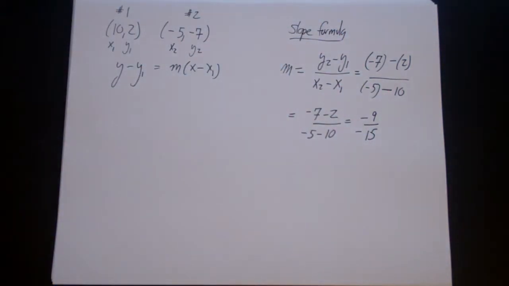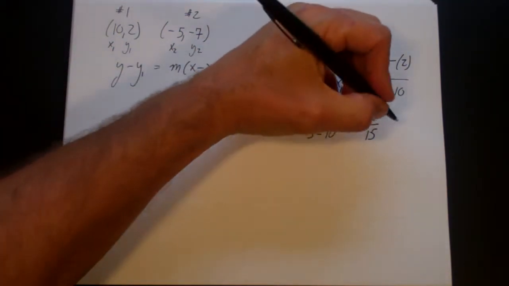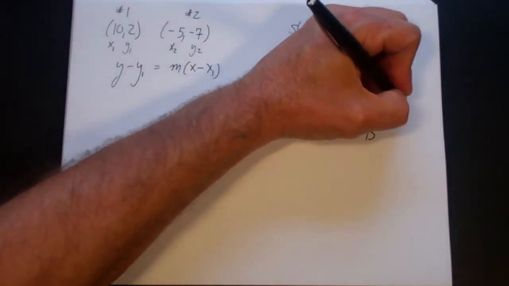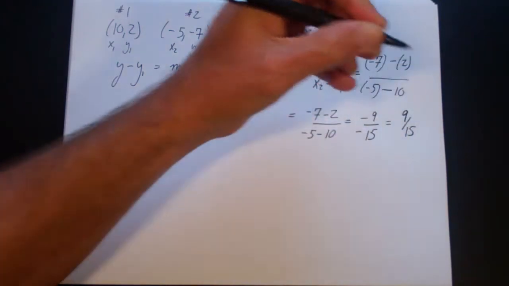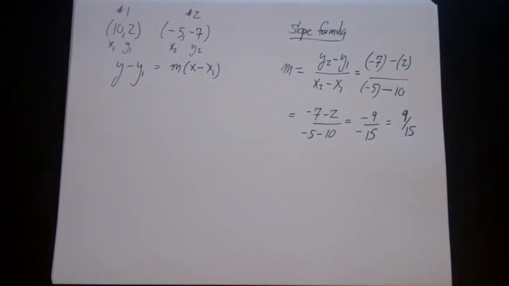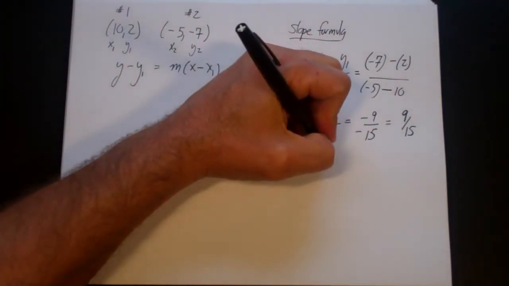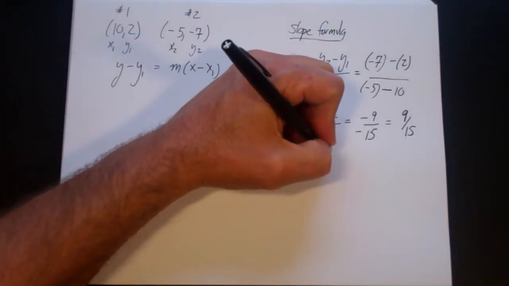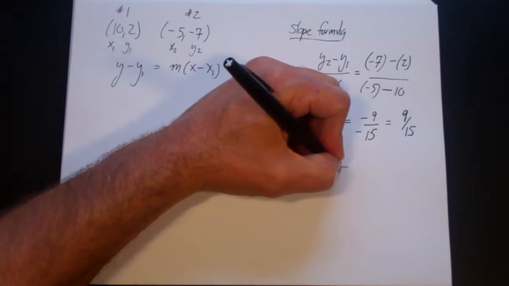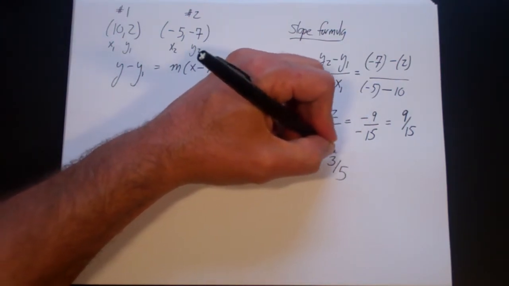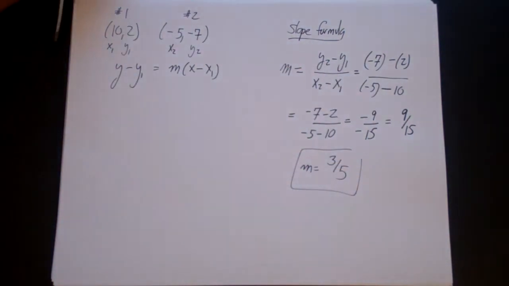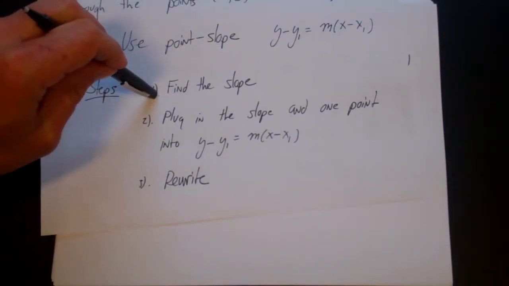And that's your slope. Now we need to simplify that slope. A negative over a negative is a positive, so that's easy enough. So your slope is 9 over 15. That simplifies, though. If you notice, 3 goes into both 9 and 15. So if I take out a 3 from both, I get the slope of 3/5. And that's your step 1, right? Step 1 is to find the slope.